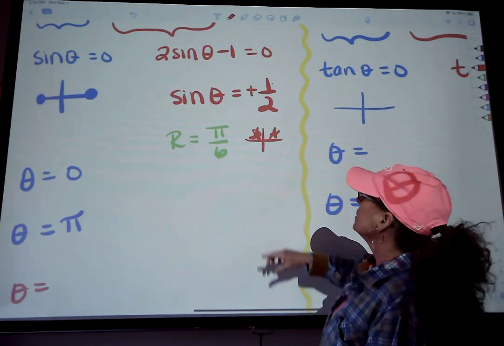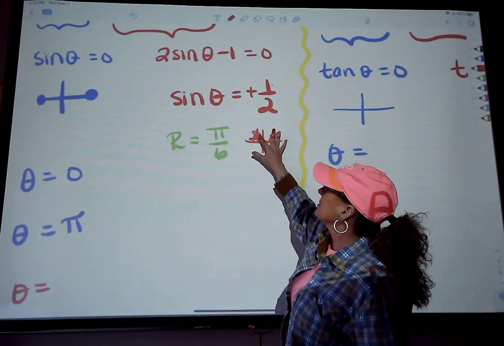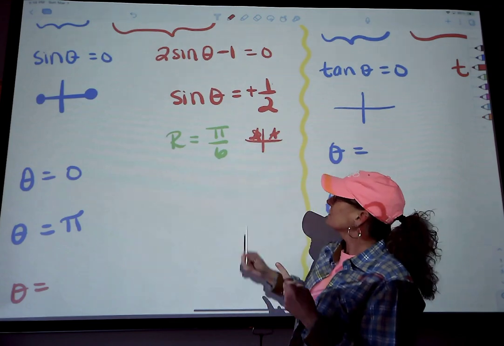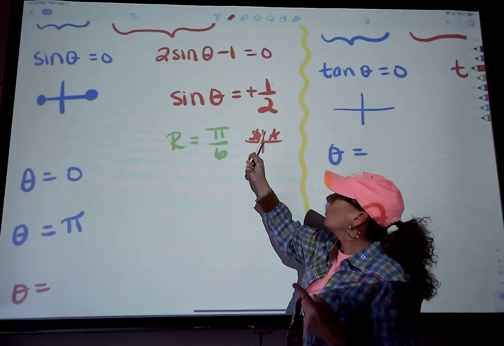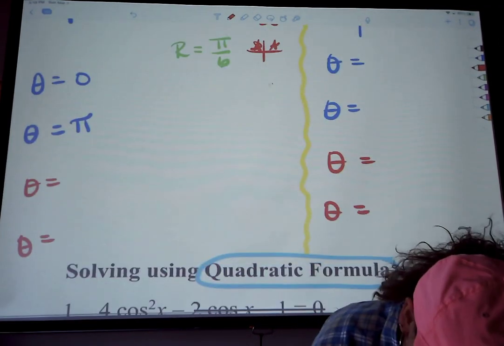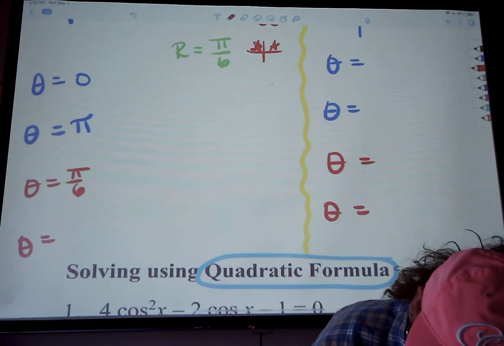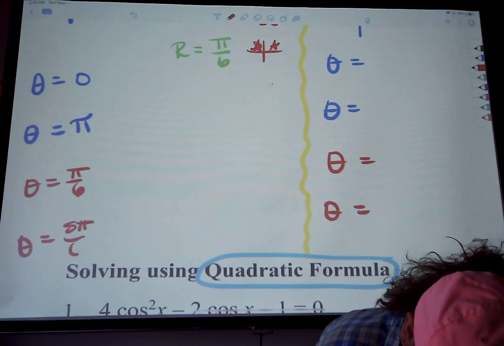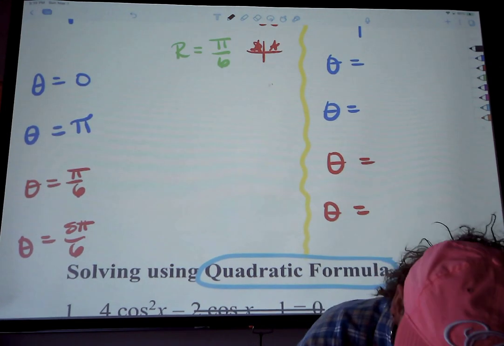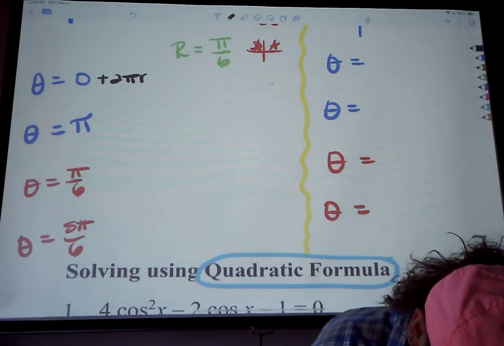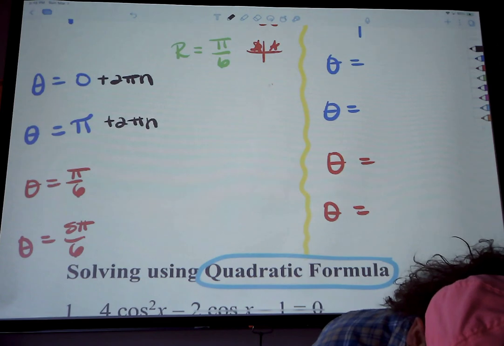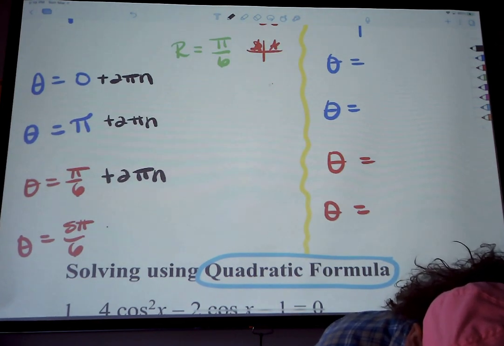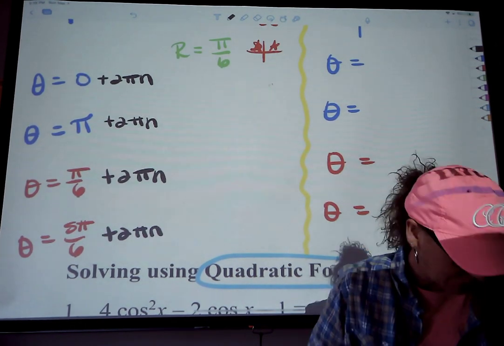There we go. Reference angle's pi over 6. It's positive, so here or here. My answer in quadrant 1 is going to be pi over 6. My answer in quadrant 2 is going to be 5 pi over 6. And then, oh, plus 2 pi n. Yep, can't forget about that.